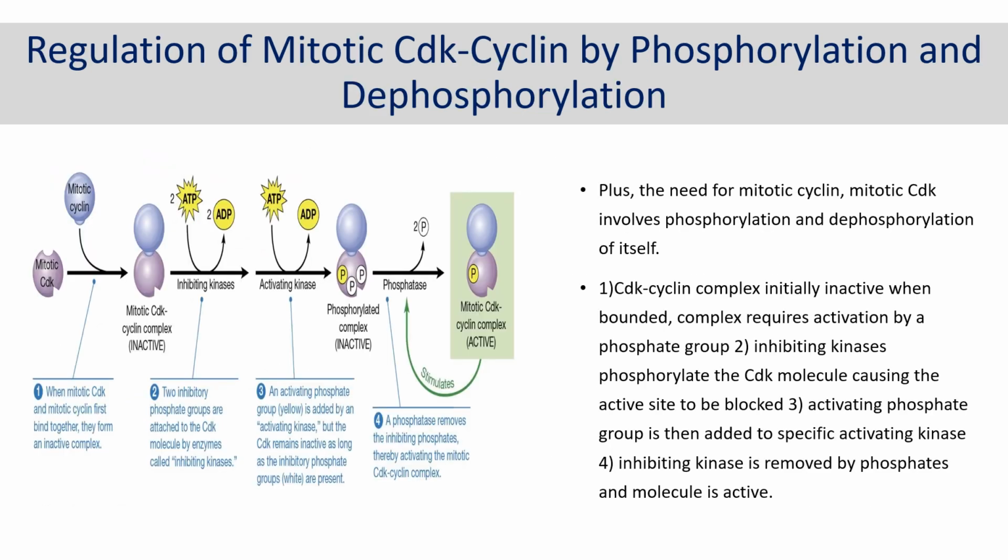So this slide goes over the regulation of mitotic CDK cyclin by phosphorylation and dephosphorylation. The CDK cyclin complex requires the phosphorylation of mitotic CDK in order to become activated. And so as seen in the figure, CDK cyclin is initially inactive, and whenever two inhibiting kinases bind to the CDK molecule, it blocks the active site. And so the activating phosphate group will then add to a specific activating kinase location that causes the inhibiting phosphate to be removed and the CDK cyclin complex to be activated.